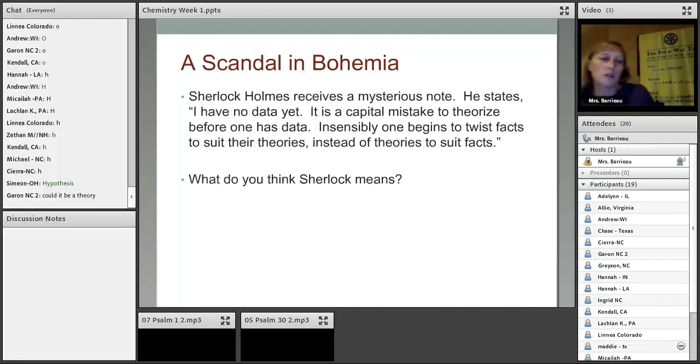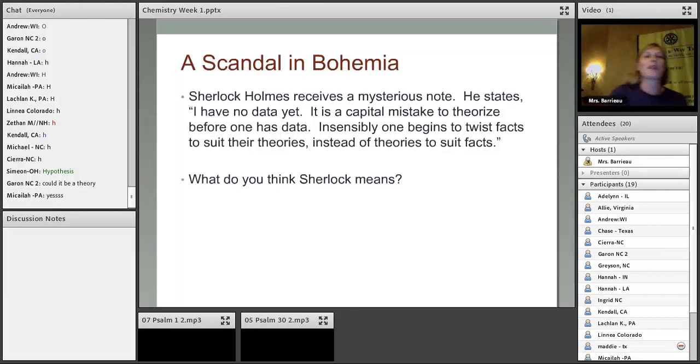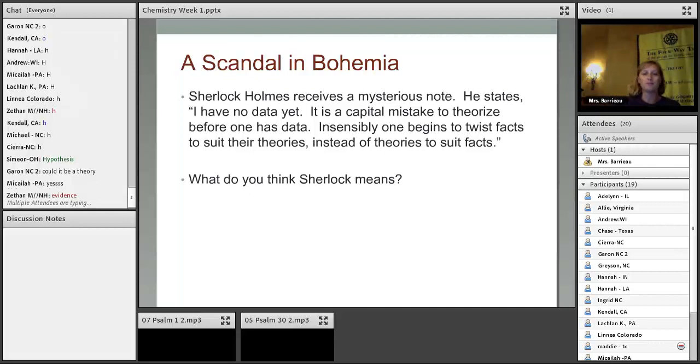All right, so I think some of you like Sherlock Holmes, but we have the scandal in Bohemia. Sherlock Holmes receives a mysterious note. He states, I have no data yet. It is a capital mistake to theorize before one has data. Insensibly, one begins to twist facts to suit their theories instead of theories to suit facts. What do you think Sherlock means? You guys can put this in the box.